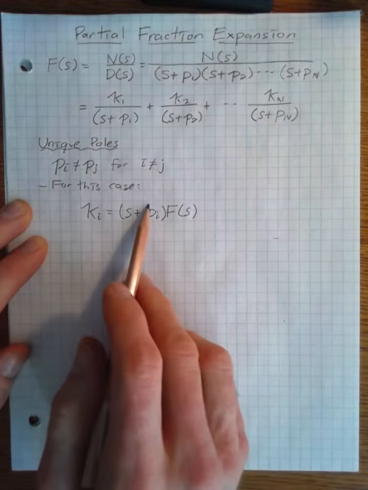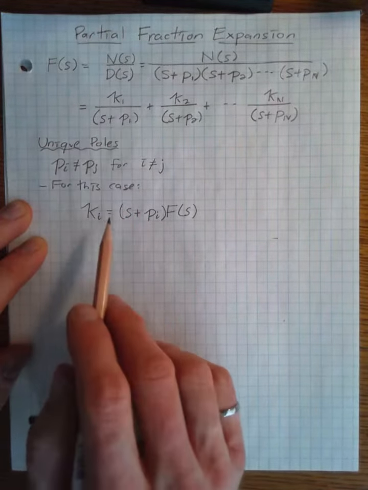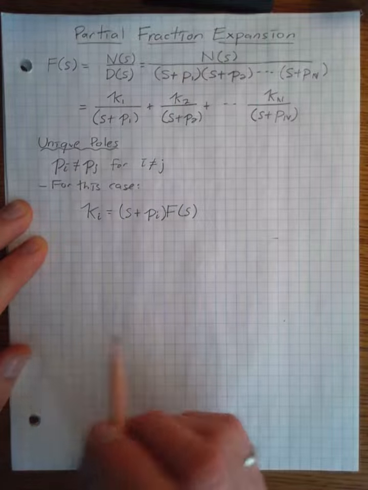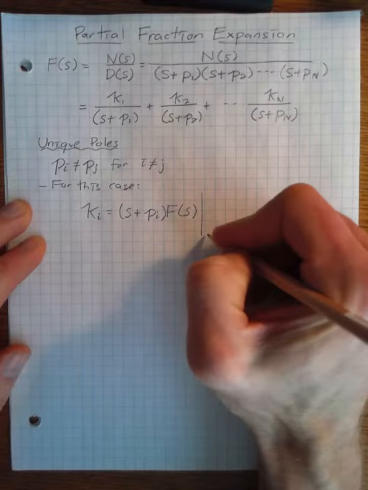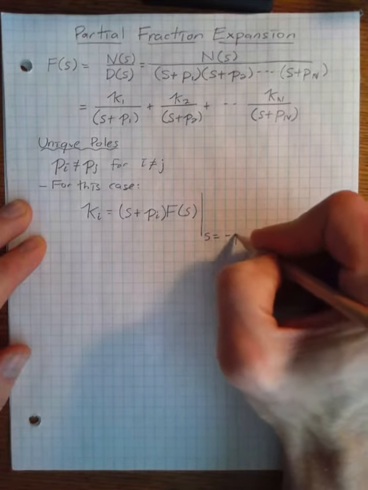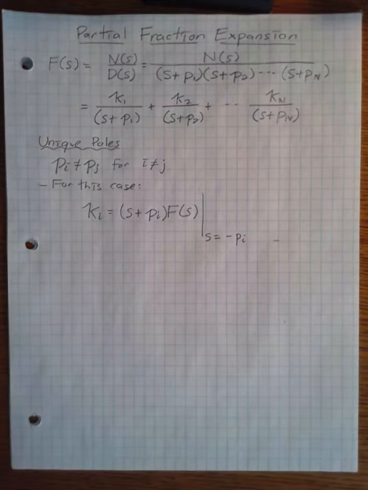So if we wanted to determine k1, we would multiply the equation by s plus p1. If we were determining k2, we would multiply by s plus p2. Then we set the value of s equal to minus pi. And that allows us to solve directly for the constant.